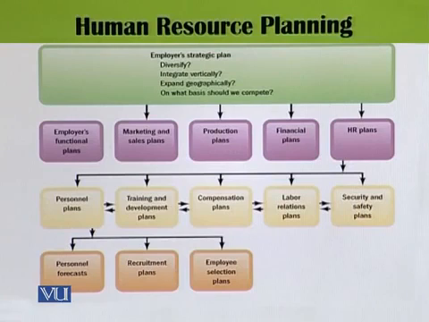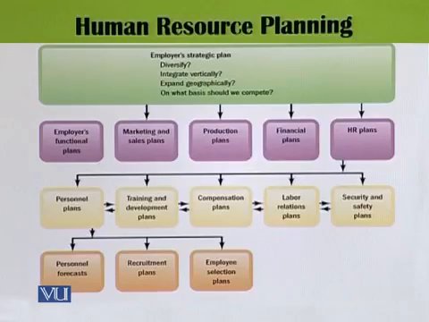It is very important to link the strategic plan of the organization to human resource planning. If you look into the diagram, on the top there is an employer strategic plan. An employer strategic plan is linked with employer functional plans. It means there is a clear linkage between strategic plan and functional plan. Functional plans include marketing and sales plans, production plans, financial plans, and human resource plans. In this course, our focus would be on human resource planning, obviously.